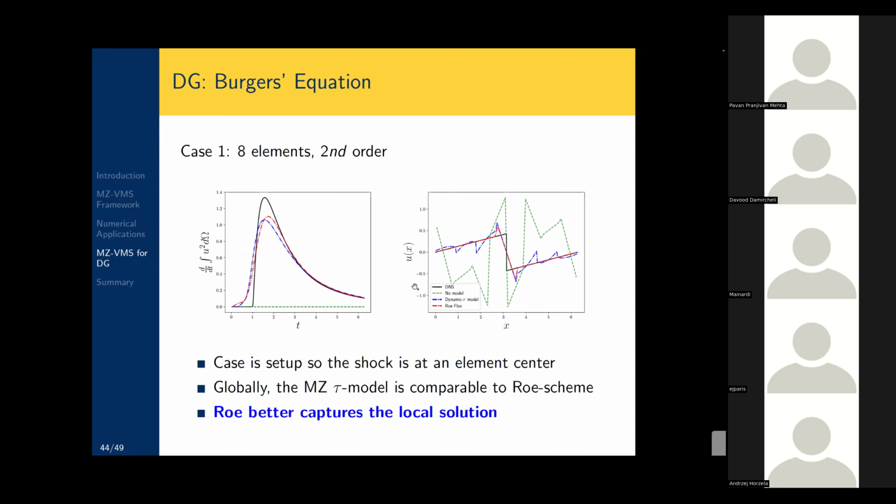If you look at total kinetic energy, both Roe and MZ look like they're doing more or less the same. But then if you go to solution profiles, you see MZ does a nice job at correcting this no model case, but it doesn't do nearly as well as, say, the Roe flux. So Roe better captures the local solution. I'm certainly not advocating using MZ to build a new flux scheme. But what you can then do is see something a little interesting.